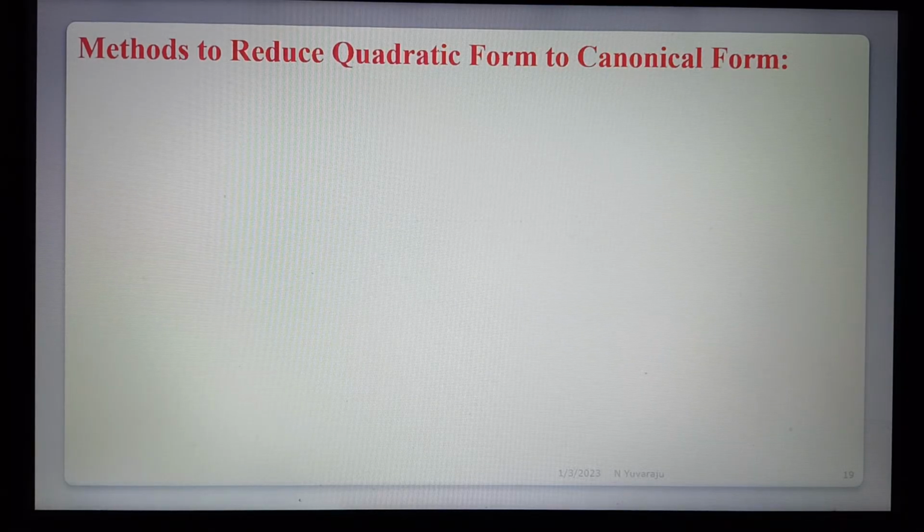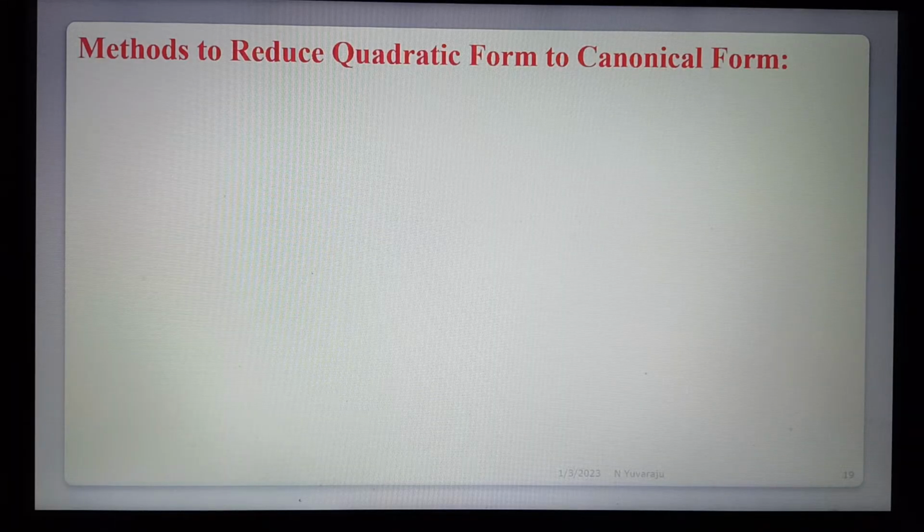Hi students. Today our topic is methods to reduce a quadratic form to canonical form, and how to convert a given quadratic form to canonical form. Three methods are given. The first method is orthogonal transformation. The second one is diagonalization transformation. The third one is Lagrange's transformation.